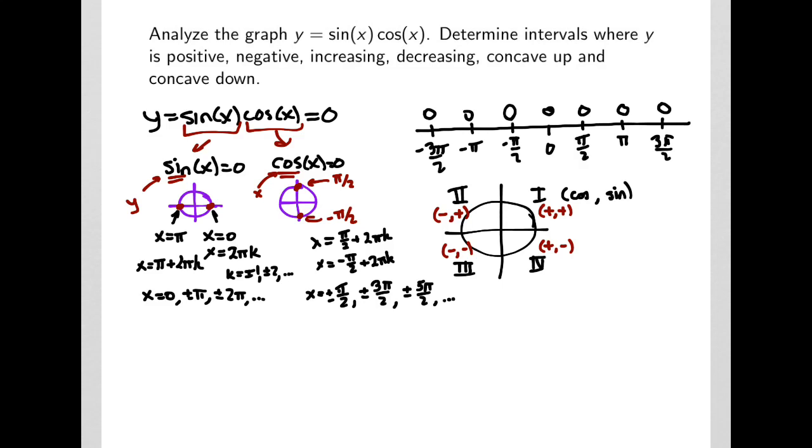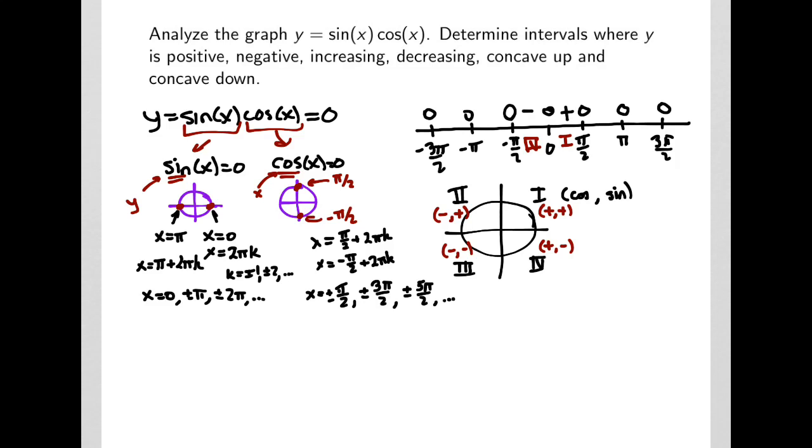So if I think about each little interval as being one of the quadrants, so for example, between 0 and pi over 2, I'm in quadrant 1. And so in quadrant 1, sine and cosine are both positive. So when I multiply them, I get a positive term. When I'm between negative pi over 2 and 0, I'm in the 4th quadrant. And so the cosine is positive, the sine is negative, and the product in the 4th quadrant is I get a negative value.